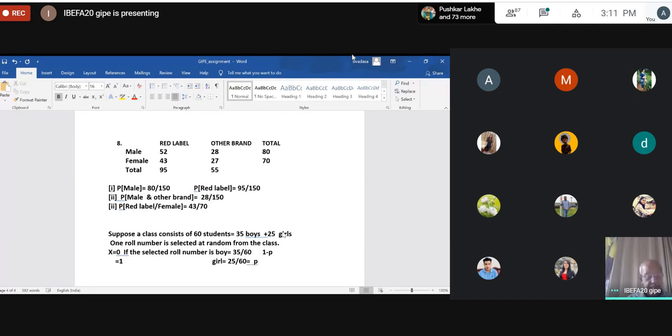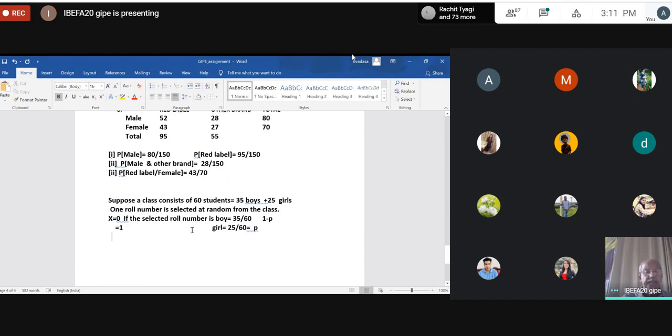This means I can prepare a table. X has the values 0 and 1, and the probability for X, that is 1 minus P and P. If I know the value of P, I can get the probability for 0 and 1 as well.